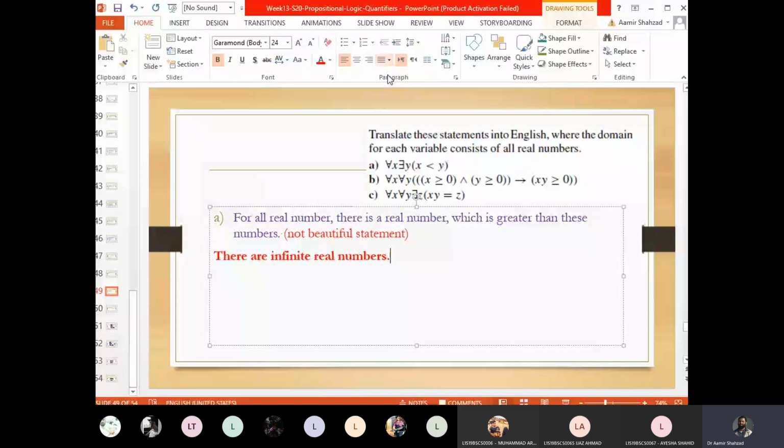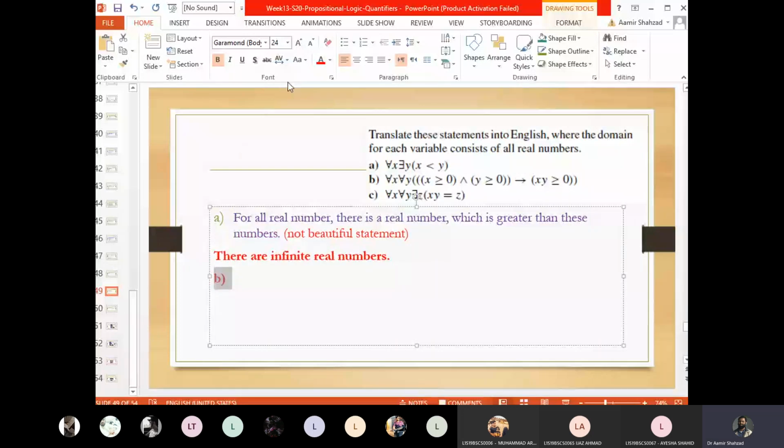For all x there is a number such that this number is greater than all these real numbers. All real numbers, जितने भी हमारे पास real number है, we can still find another real number which is greater than all real numbers. It means all real numbers, they will never finish. They are going to be infinite. So there are infinite real numbers. So this looks more, how to say, beautiful statement. So let's write the next one.